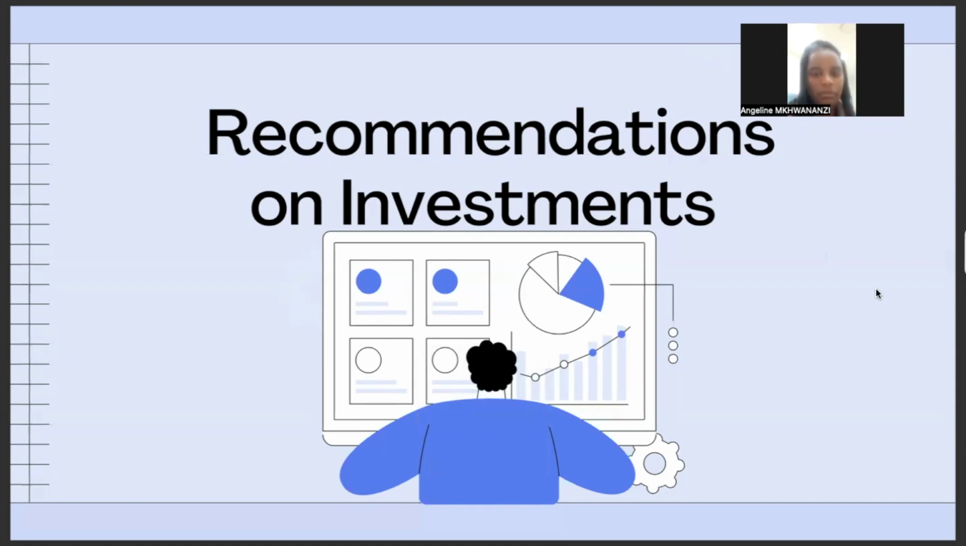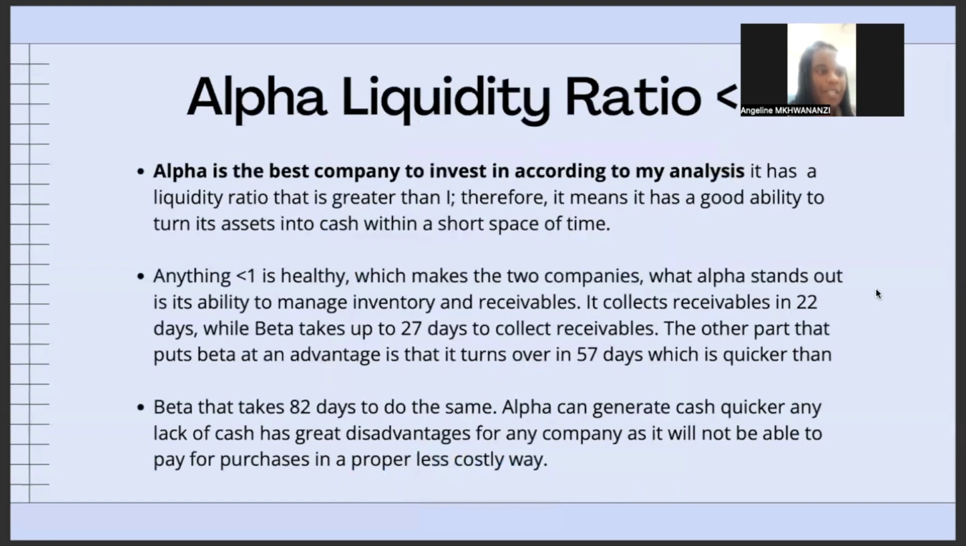So I'm now going to look at the recommendations on the investment. If you look at the first slide for Alpha, for the liquidity ratio, the Alpha company shows that it's greater than 1. It means that any company which has a ratio greater than 1 is doing well. So both companies, Alpha and Beta, have this.